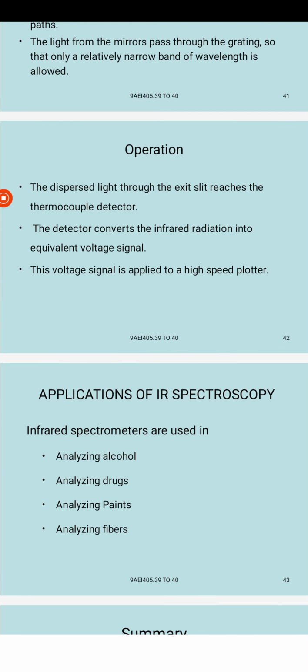Operation. The dispersed light through the exit slit reaches the thermocouple detector. The detector converts the infrared radiation into an equivalent voltage signal. The voltage signal is applied to a high-speed plotter.